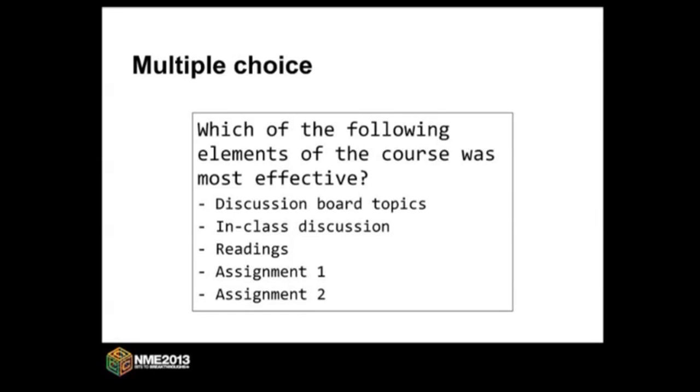Multiple choice. Which one was the most effective? The students can choose one of those elements, and you can continue to focus on that, or maybe improve the efficacy of the things that they did not identify. There are open-ended questions as well. In this case, it's a list.